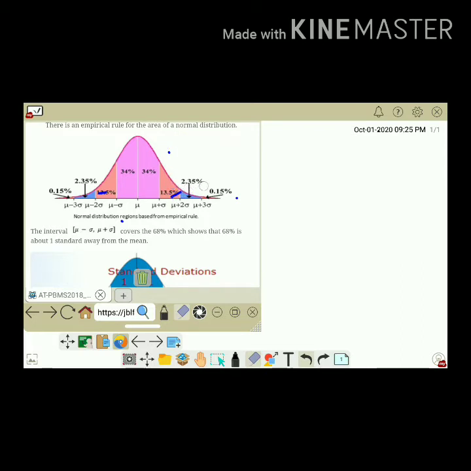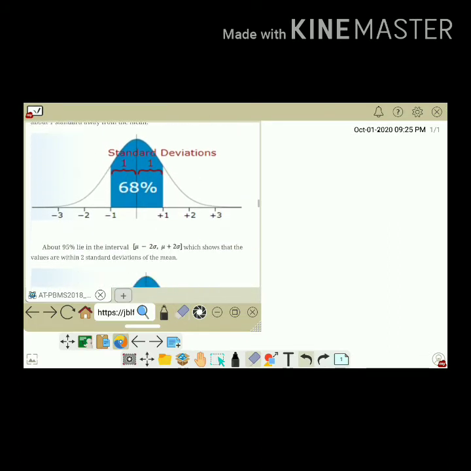Okay, we are going to erase that one. Okay, there. So that means if this is 0, then from -1 to 1, that is 68%, or 34% here and 34% here. Okay. Next.